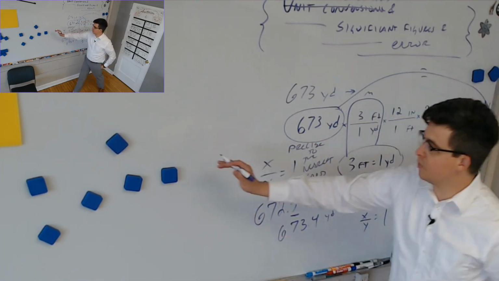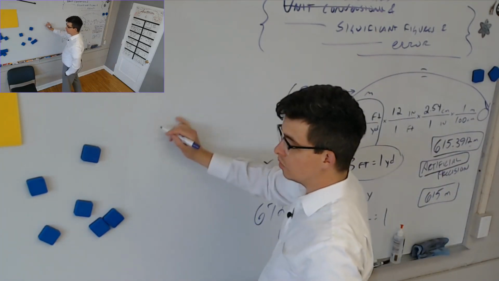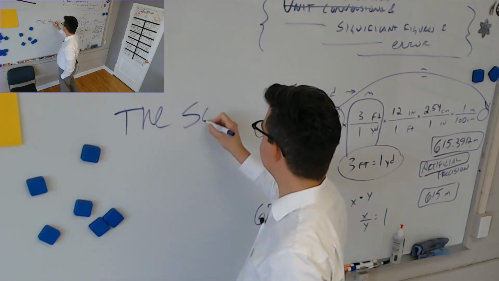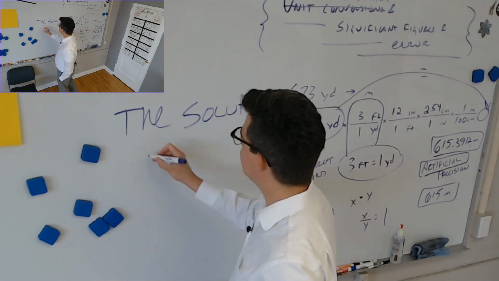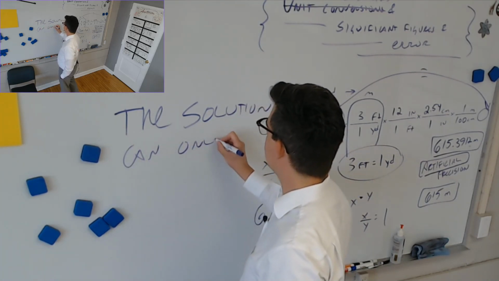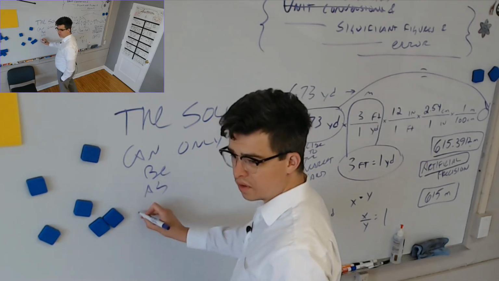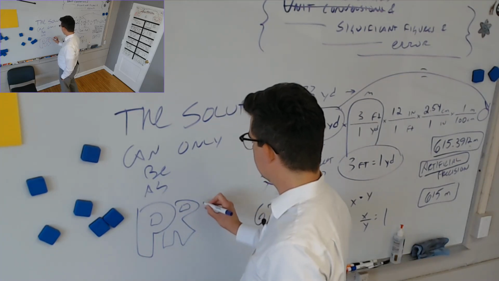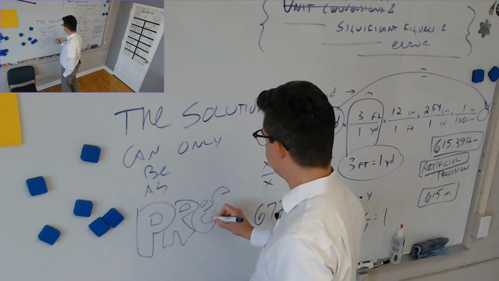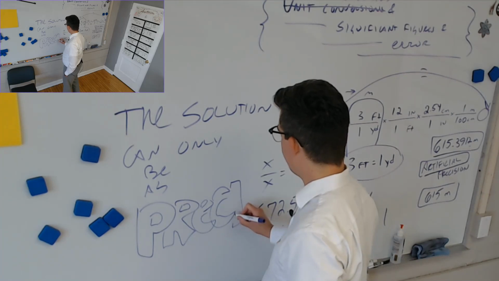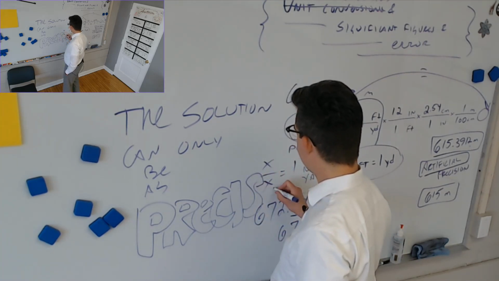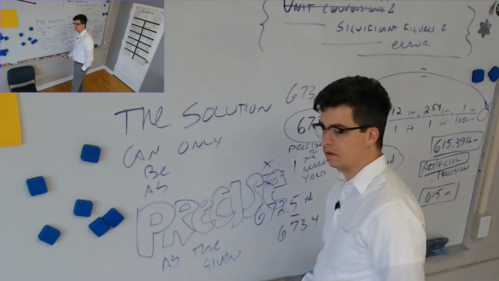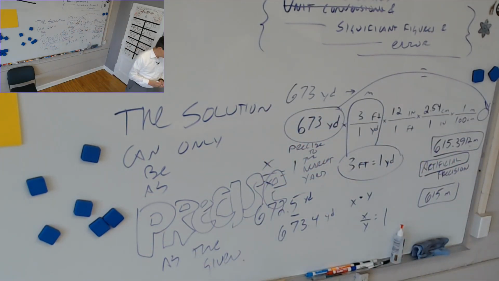Now before you ask your question, and I'm going to address you in a second, let's write this in big letters over here. The solution, I was trying to think of the right word for answer. The solution can only be as, what was the word? Precise. In great big old railroad graffiti letters. As the given. Why? Because the given is not that precise.